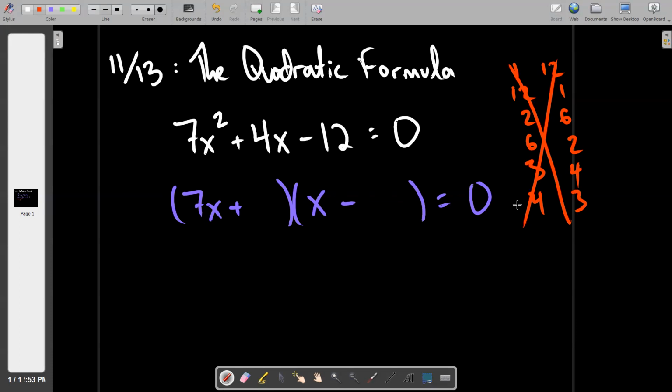So that's kind of my, why are we doing this? Because I don't have an option here. If I can't factor it, I better have another tool to solve the equation. And that's where the formula comes in.